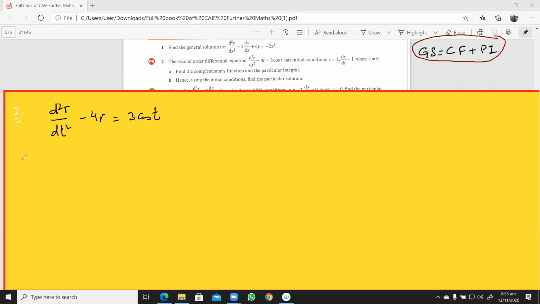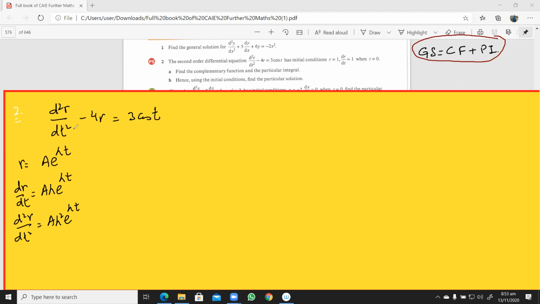For this left hand side, you will say let r is equal to a e raised to power lambda t. So dr by dt is a lambda e raised to power lambda t. Then you have d2r by dt square, that is a lambda square e raised to lambda t.